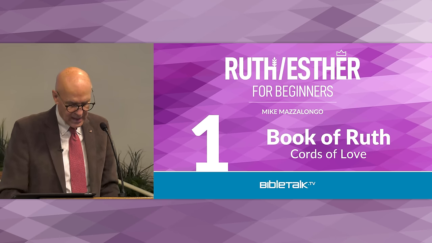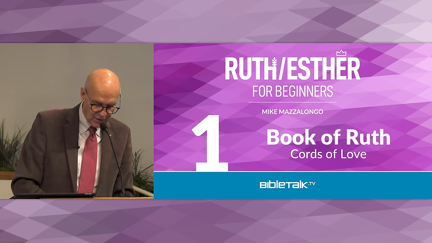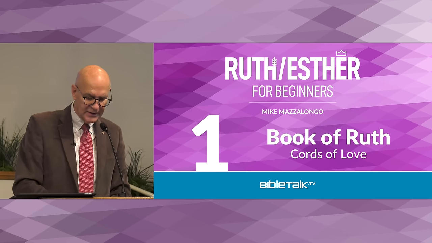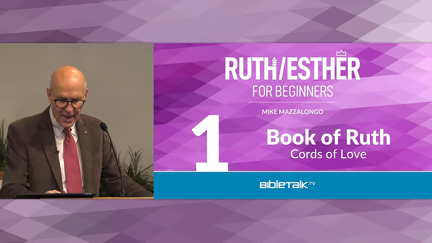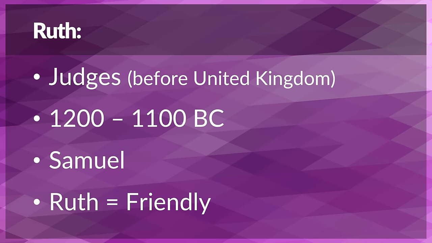So in this brief course, we're going to focus our attention on one important lesson that we can draw from the study of each of these books. And we begin with the book of Ruth. The book of Ruth takes place during the end of the time of the judges, before the 12 tribes of Israel were united under a single king. That would be around 1200 to about 1100 BC. Some scholars believe that Samuel may have been the author of this short book.